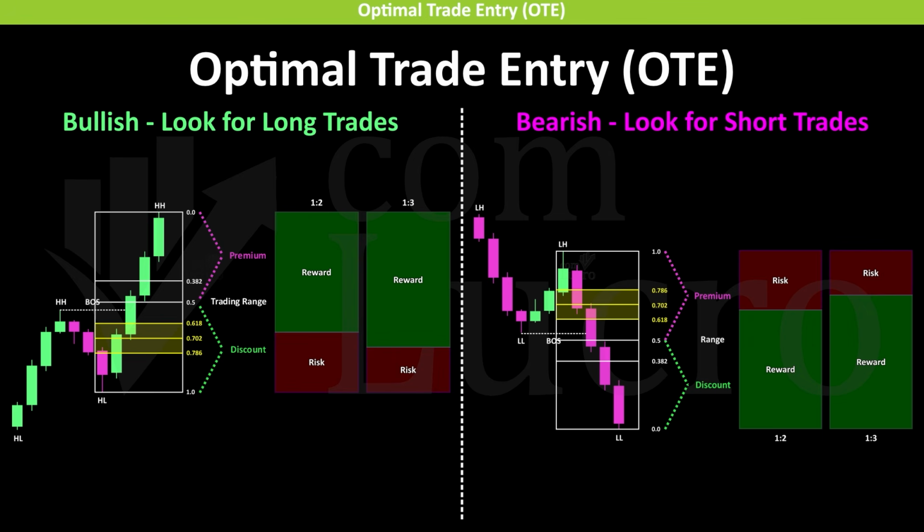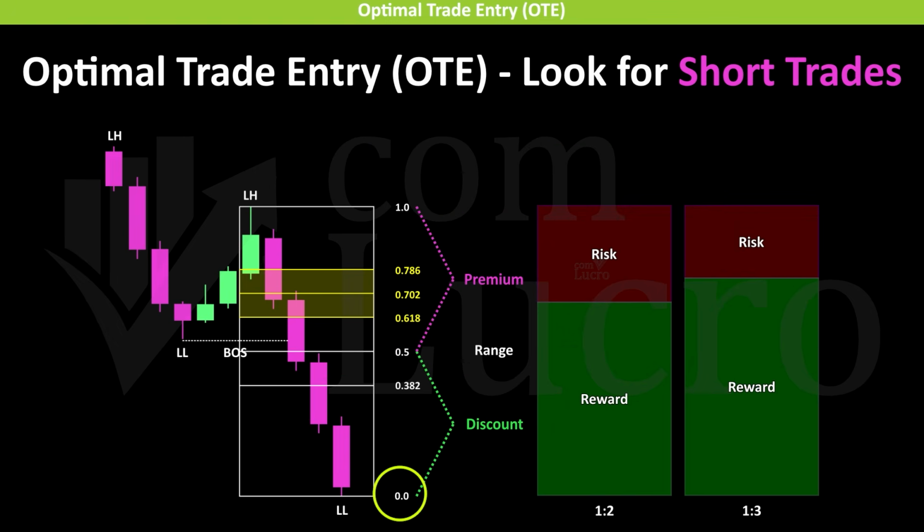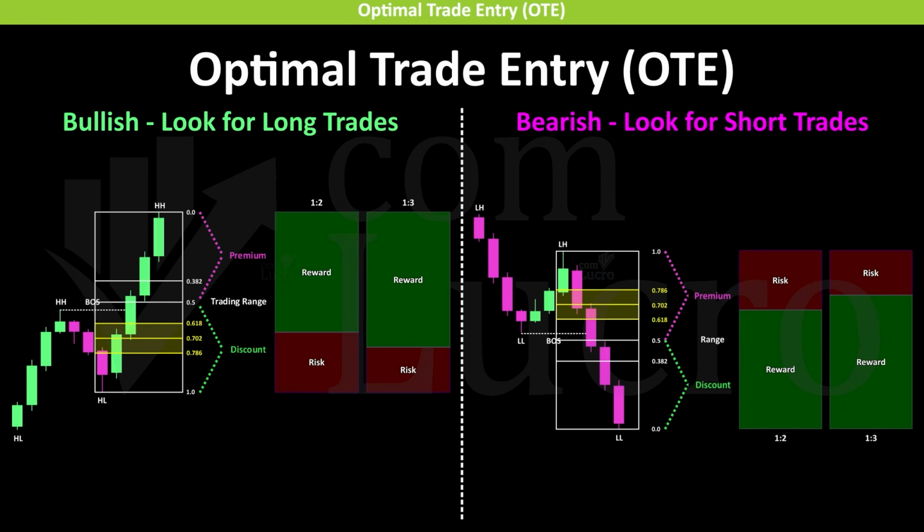Before applying the OTE, it is important to correctly configure the Fibonacci retracement tool. In a bullish scenario, the 0 level should be placed at the swing high and the 1 level at the swing low. In a bearish scenario, the 0 level should be placed at the swing low and the 1 level at the swing high. Regardless of how the Fibonacci is drawn, the premium zone will always be located in the upper half of the range, while the discount zone will always be located in the lower half. The position of the Fibonacci levels may change, but the concepts of premium and discount remain the same.